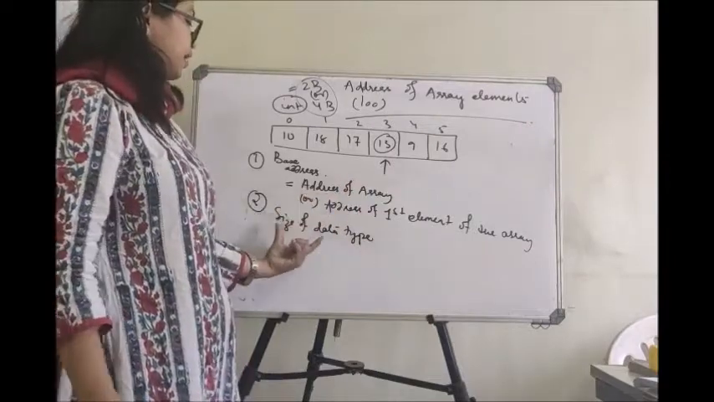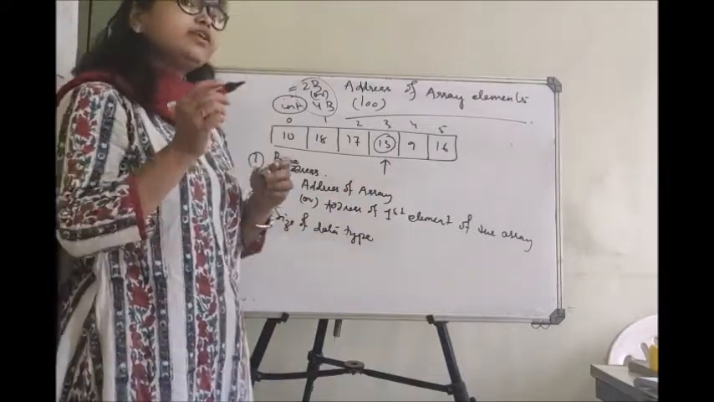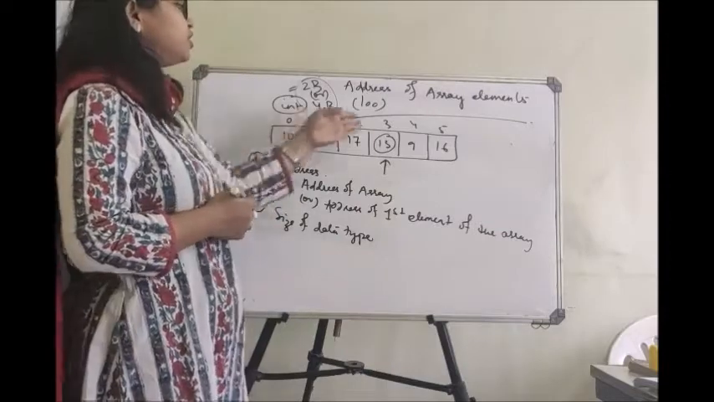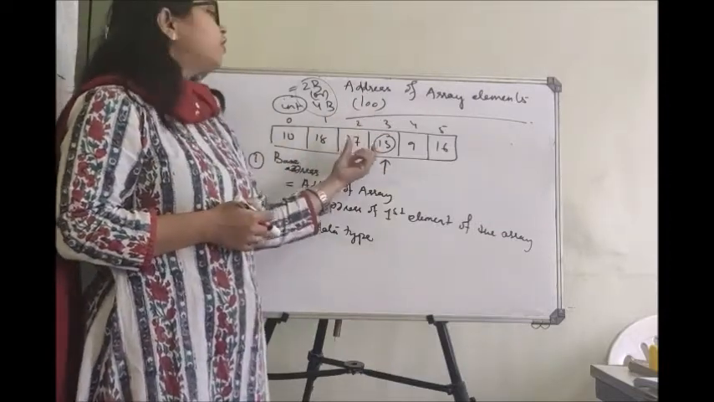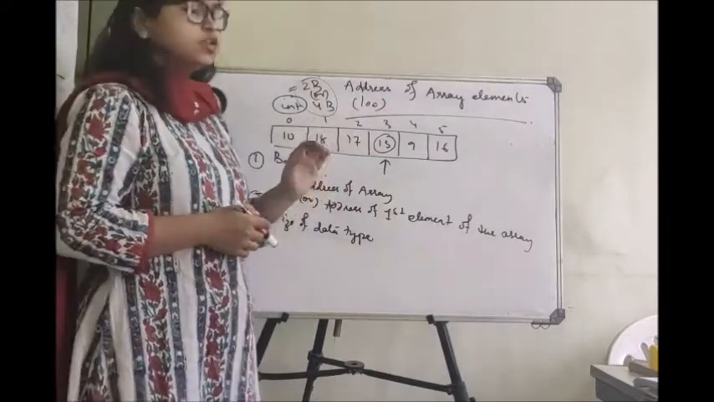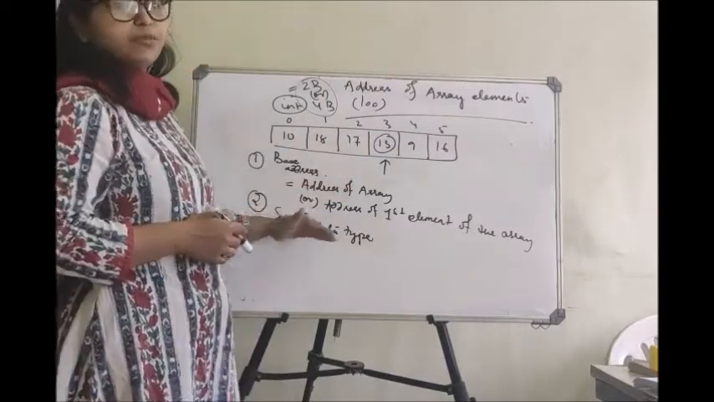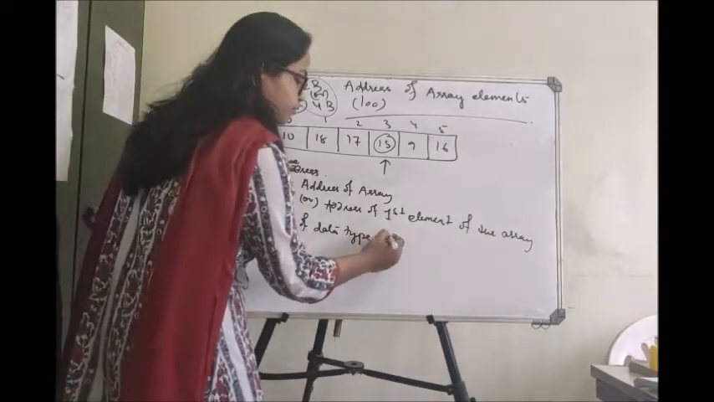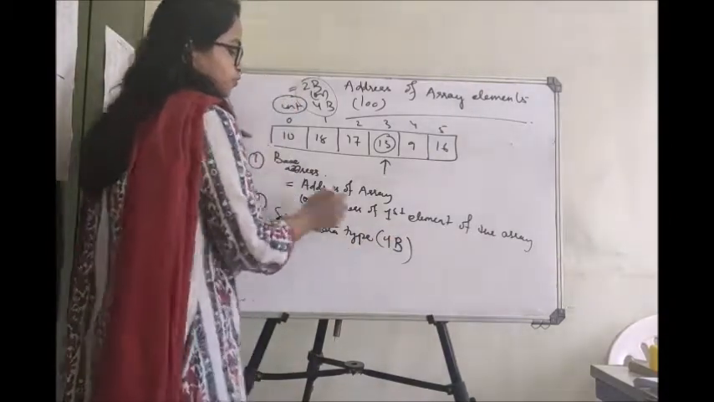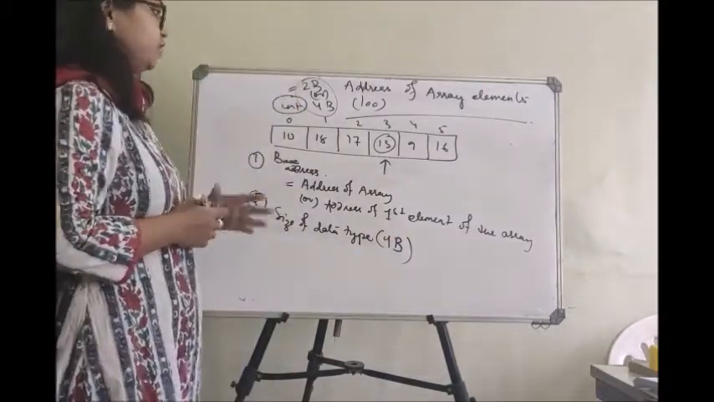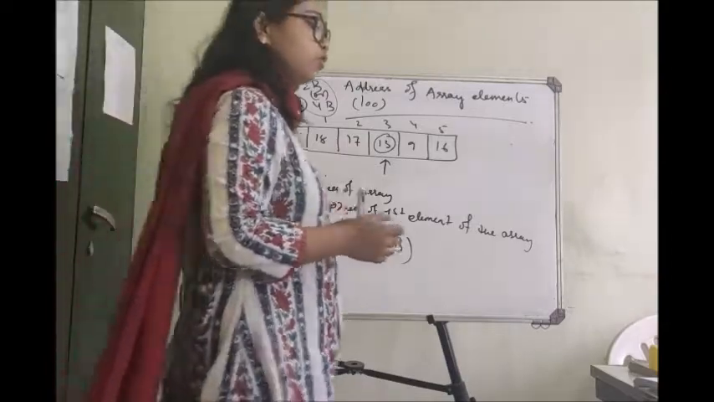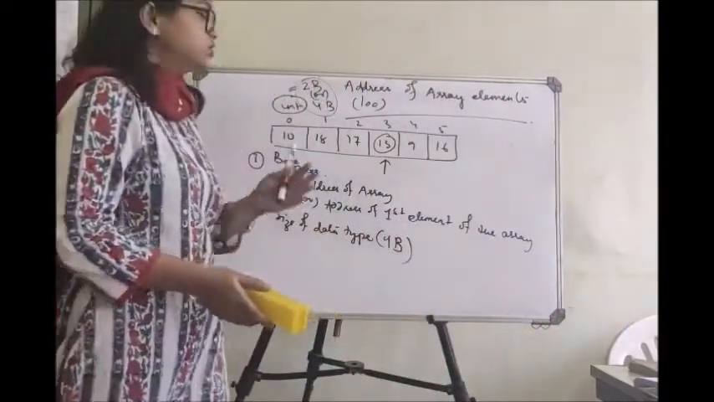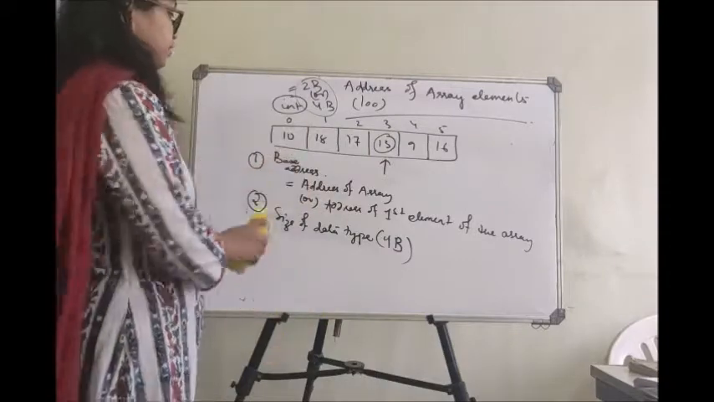The base address and size of data type are usually given in the question, if the question is on how to find the location of the nth element in an array. These two must be given because we need them to calculate this. Usually the standard is 4 bytes for an integer type array. Now we will go through a few questions so that you have clarity on how to find this.